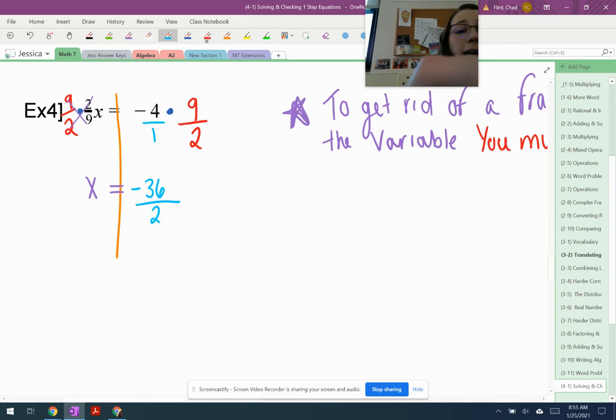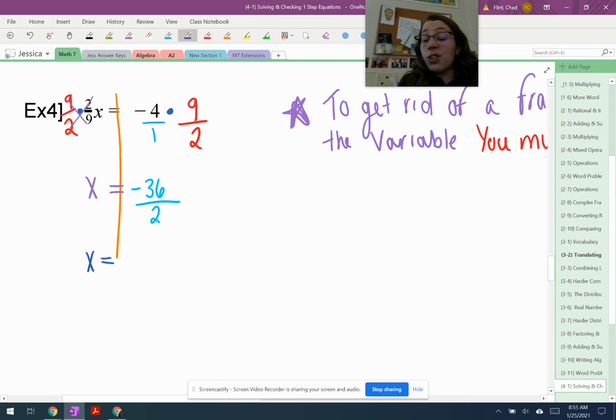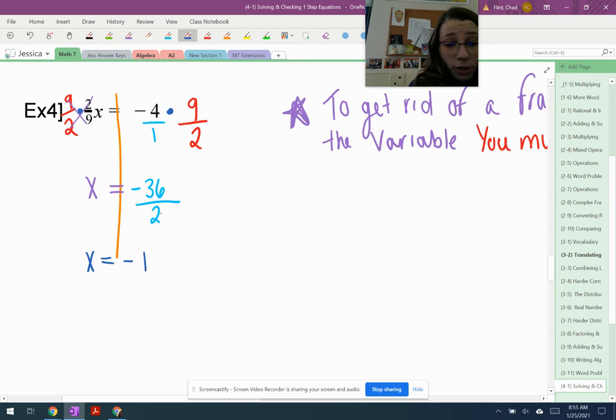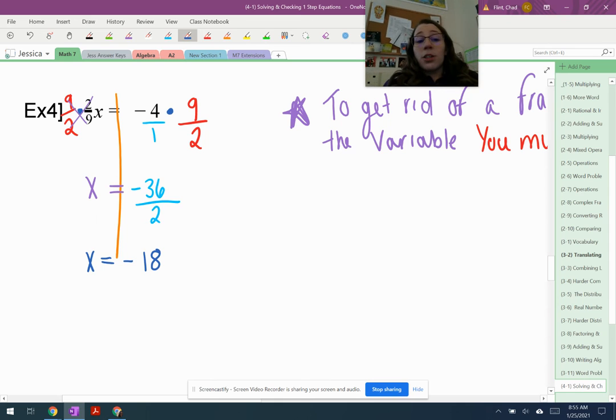And now this is where a lot of you will lose a little bit of credit, because you forget to do that actual division and that simplifying. Remember, that fraction bar just represents division, so we're going to do that division. 2 divided into 36, that's going to be a negative. 2 goes into 3 once with 1 left over. 2 goes into 16 8 times. So x is equal to -18.